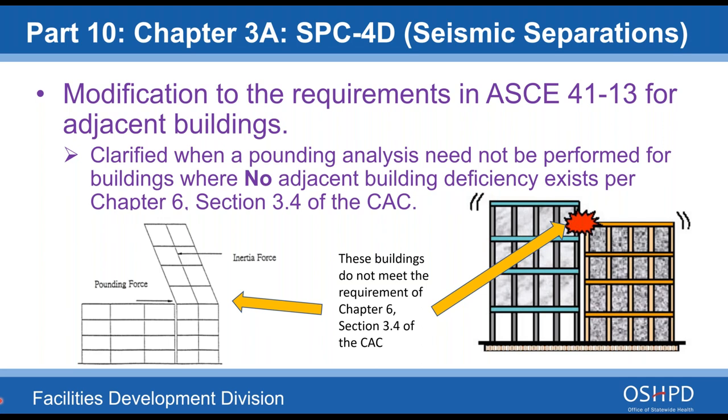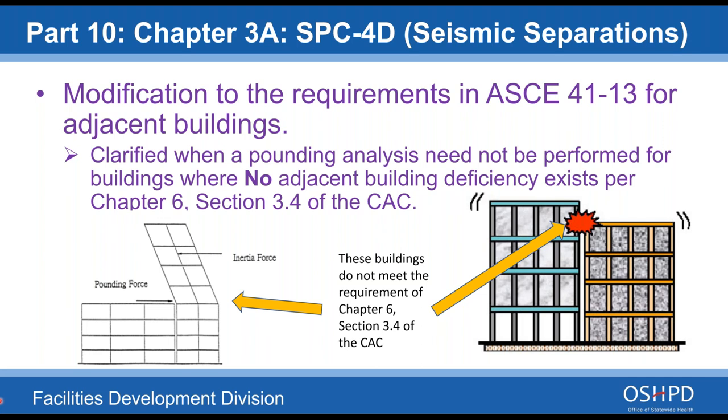But a lot of times, the floors line up, and it's also very difficult to make a change to add a building separation for two existing buildings. So both buildings are existing. To make that change is sometimes difficult. So we said, okay, how are you going to do a pounding analysis? What is the evaluation for that?